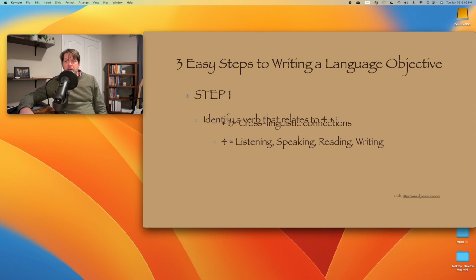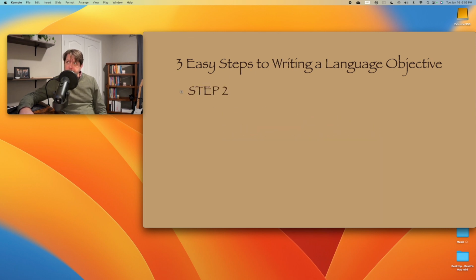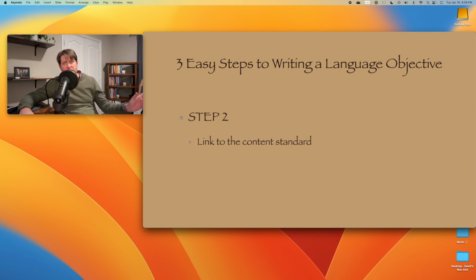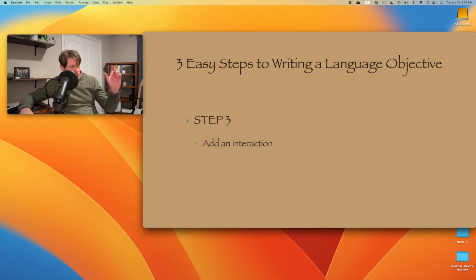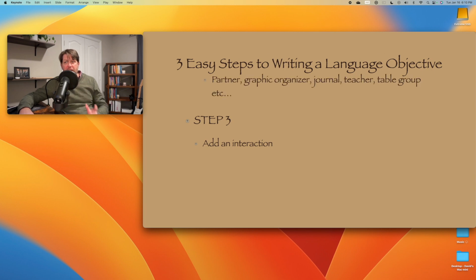Okay? So, step 2, what's that? You're going to link it to the content standard. So you're going to choose a language domain verb. You're going to link to the standard. Okay? And then step 3 is you're going to add an interaction. So what is the language domain? What is the standard? And what is the interaction going to be?